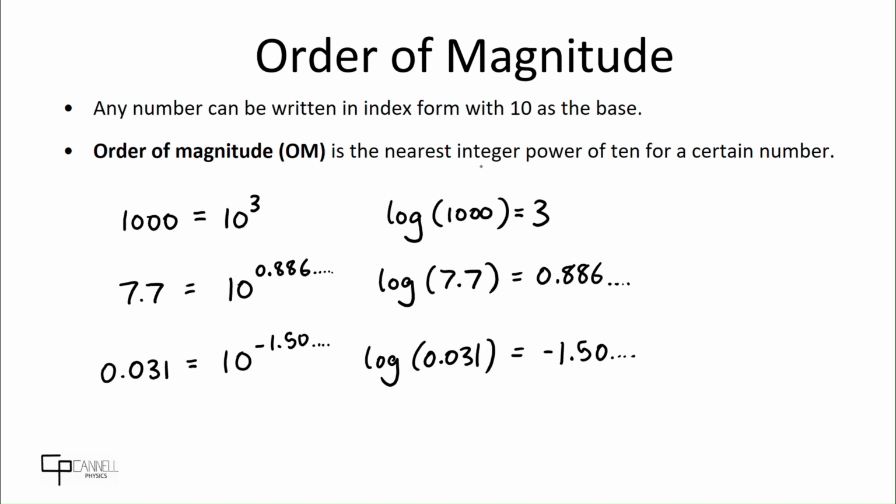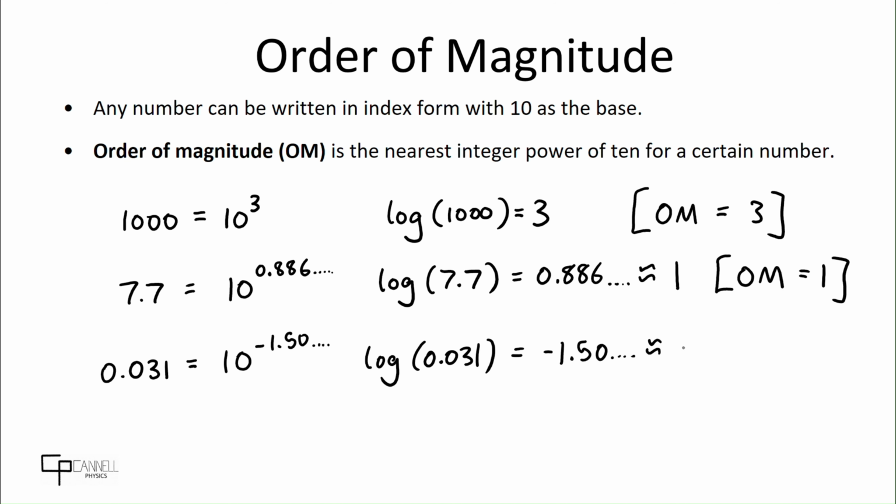And this is simply the nearest integer or whole number power of 10 for a certain number. So the first example is easy because that's already an integer. So the order of magnitude, which I'll put in square brackets, OM, is 3. But for the next example down, you simply round to the nearest whole number, and that's 1. So the order of magnitude for 7.7 is 1. And for the final example, the nearest integer is negative 2. So our order of magnitude is negative 2.